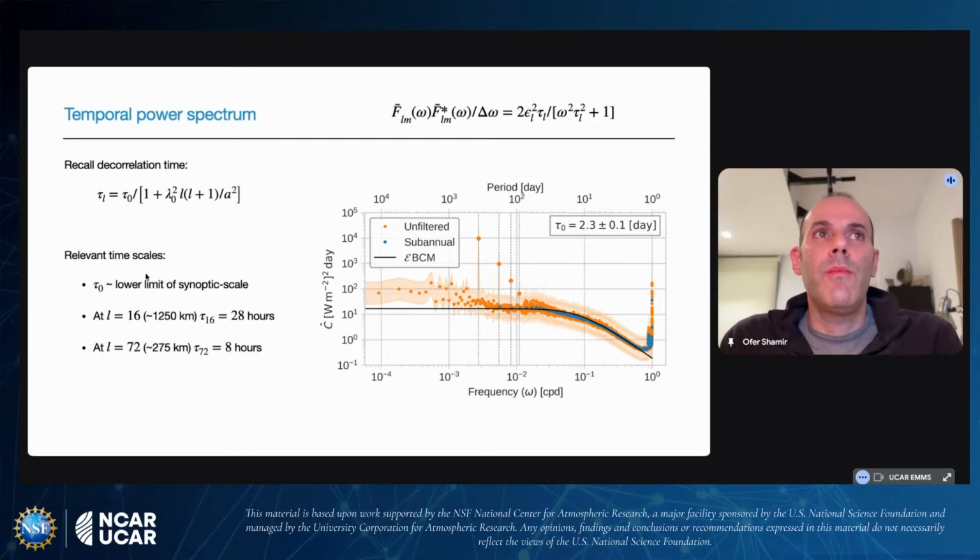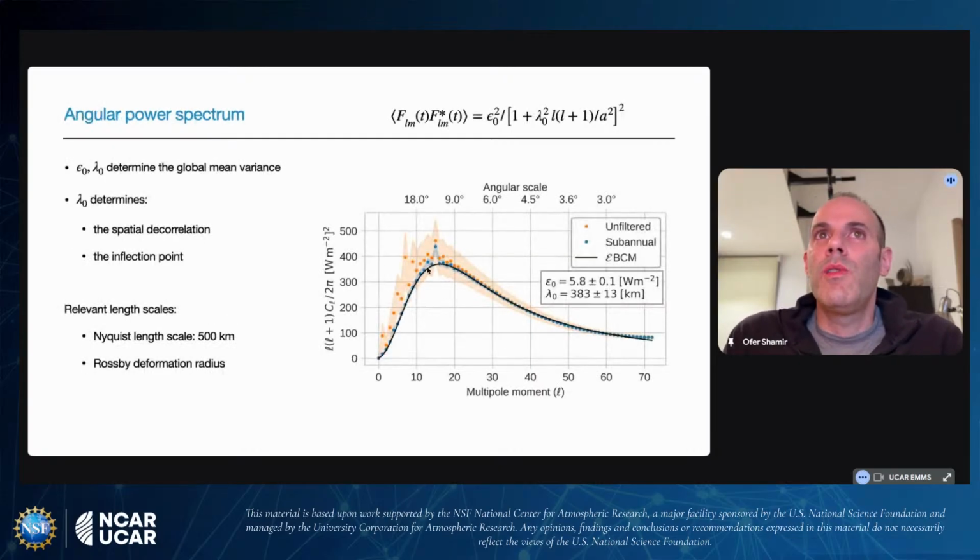And in particular, for example, at L equals 16, which corresponds to the inflection point in the previous figure and is about 1,200 kilometers, the temporal decorrelation is 28 hours. And this is interesting because it's similar to what is sometimes taken to be the transition between synoptic and mesoscale weather, which is sometimes taken as 1,000 kilometers and 24 hours. So based on this, my hypothesis is that the inflection point here is sort of an effective transition between synoptic scale on the left and mesoscale on the right.